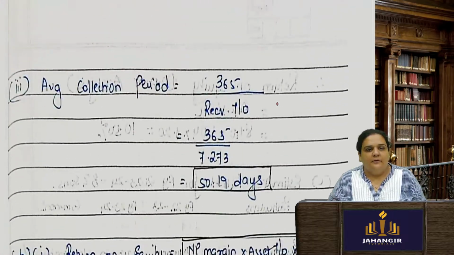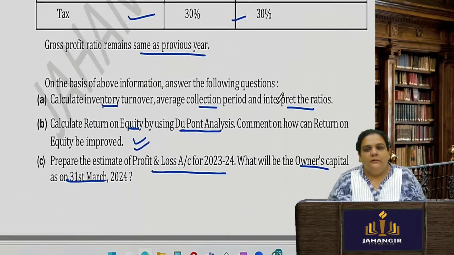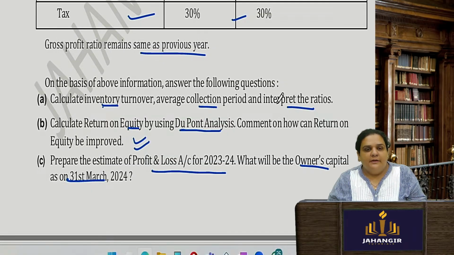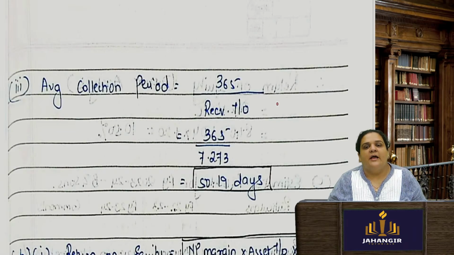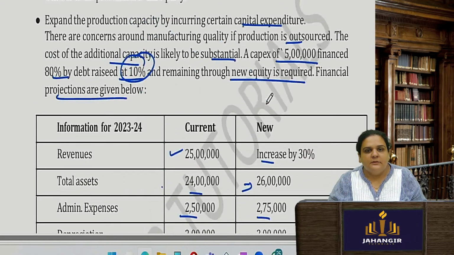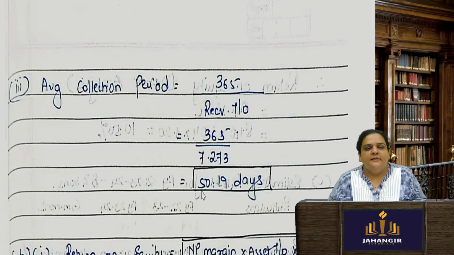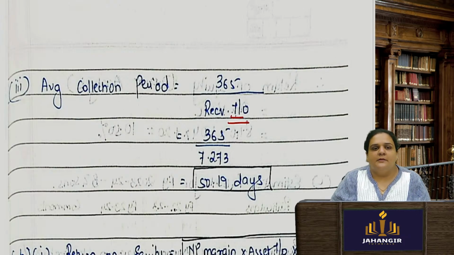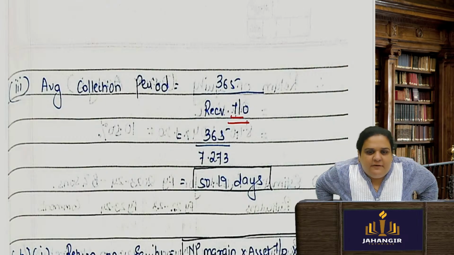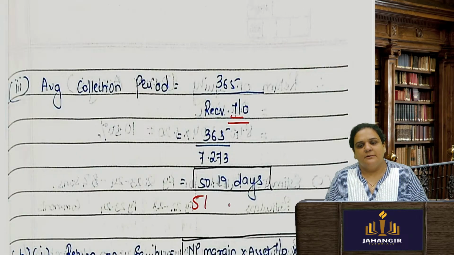Okay. Then they have told me to calculate what? Inventory turnover and average collection period. So average collection period will be 365 days, the number of days, upon the receivables turnover, which we just found out. We have to just do 365 upon receivables turnover. So it is going to be 50.19, so approximately 51 days.